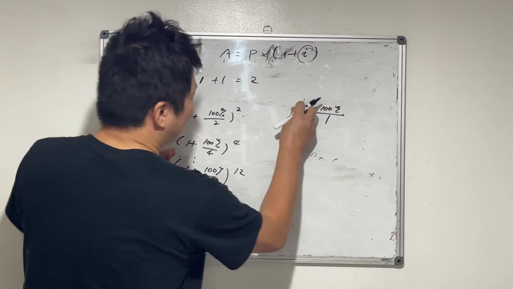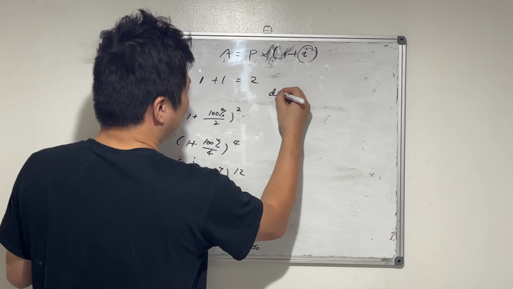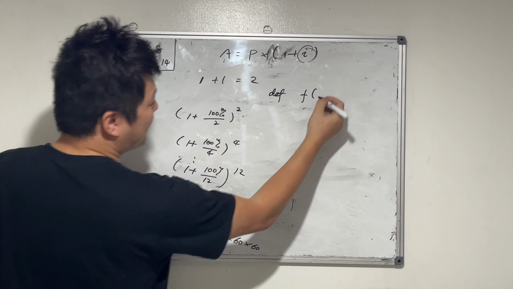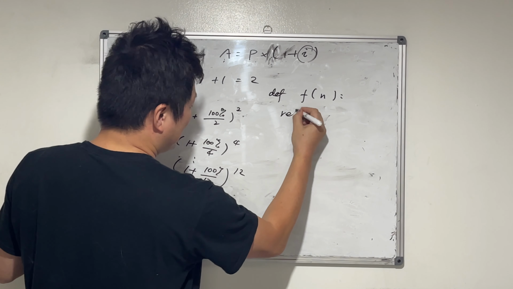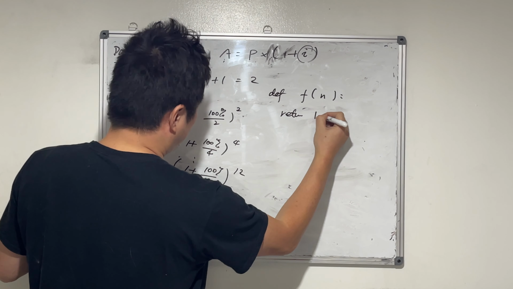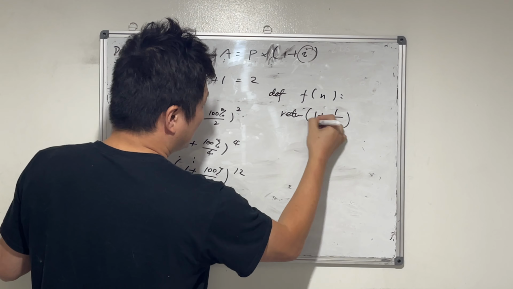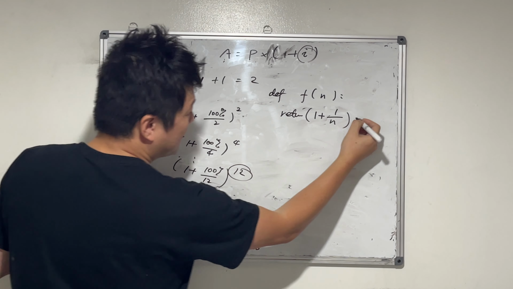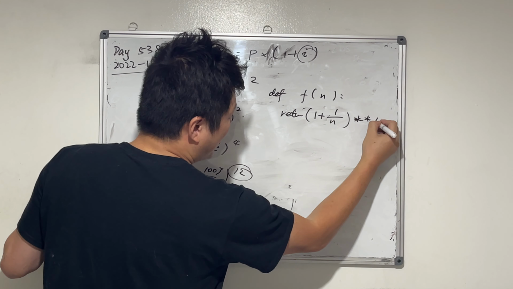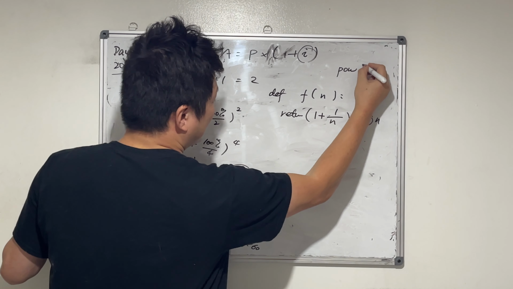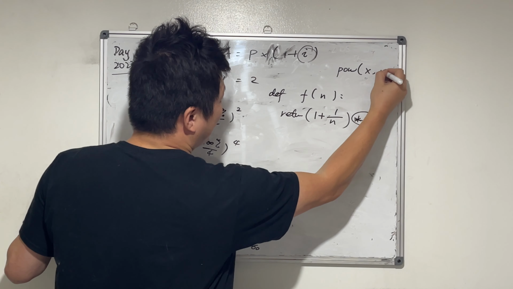So look, we can define a Python function to do it, right? Very simple. Define f. We just have to pass the n here. So return 1 plus 1 divided by n, to the power of n. Double star means to the power, or we use the power function, x to the power n.